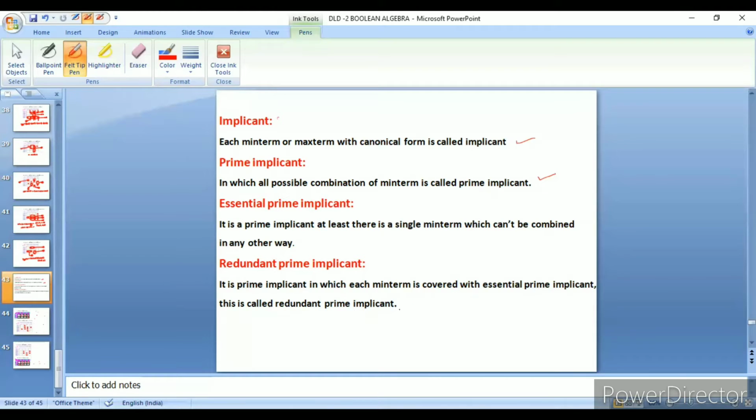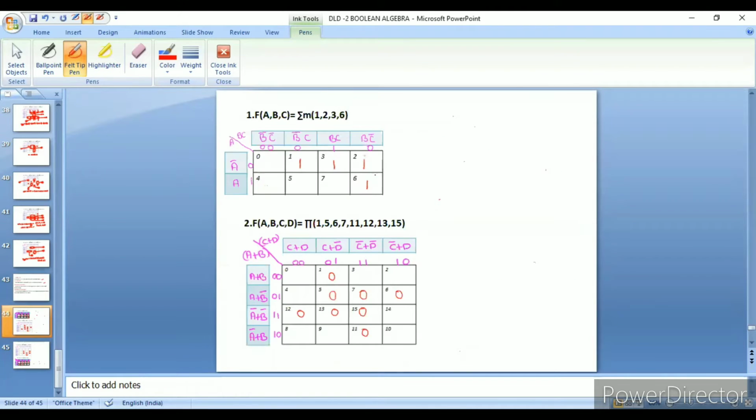Now, if you want to understand the redundant prime implicant, first of all we need to understand the essential prime implicant. If you want to know the essential prime implicant, first we need to understand the prime implicants. So anyway, let us see the example, then you can understand easily. It is a very simple topic.